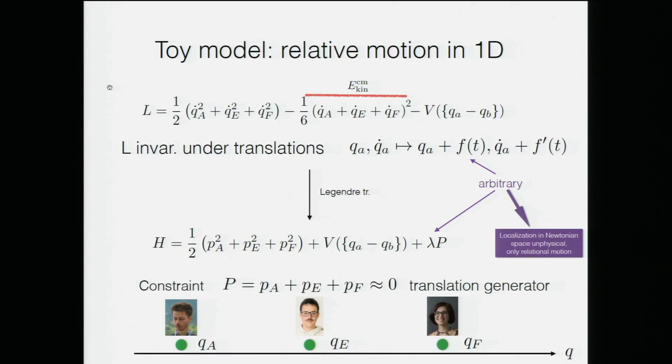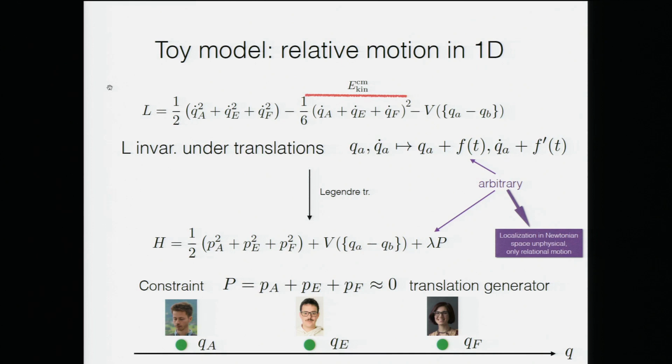So here is a very simple example. These are my three collaborators. I model them as unit mass point particles in one dimension. That's terrible. Yeah, sorry about that. I explicitly didn't put myself here.